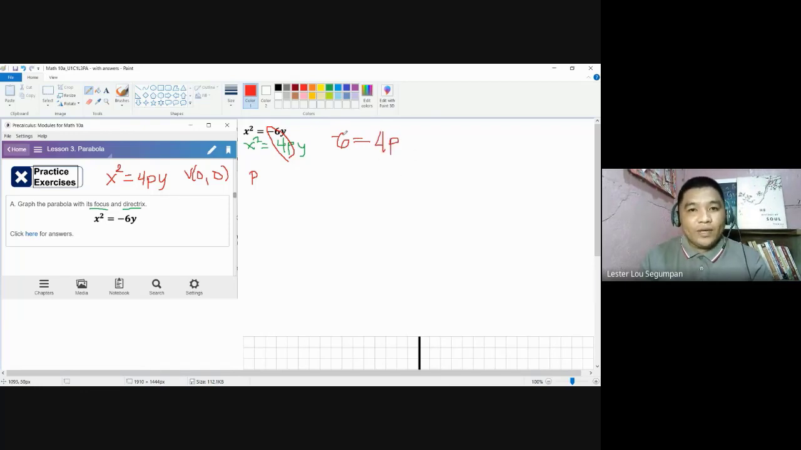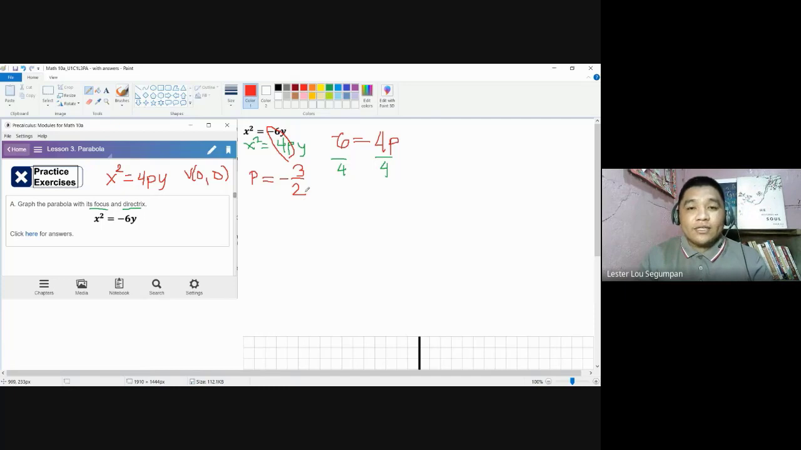And with this, we can solve for p by dividing both sides by 4. And the value for p is equal to negative 6/4, or in lowest terms, negative 3/2. This is the value for p. For an equation like this, we already have a summary for that in our module.